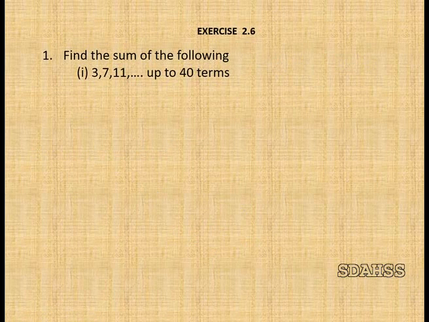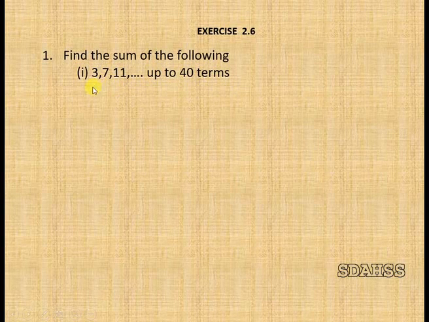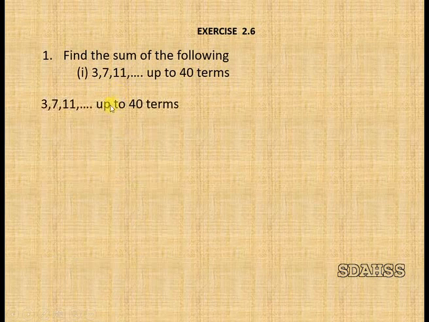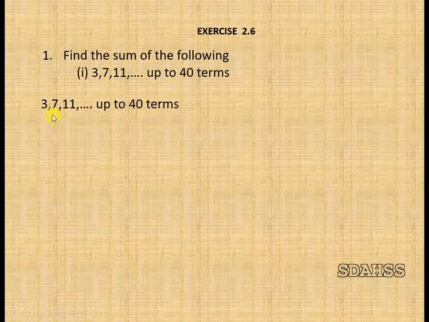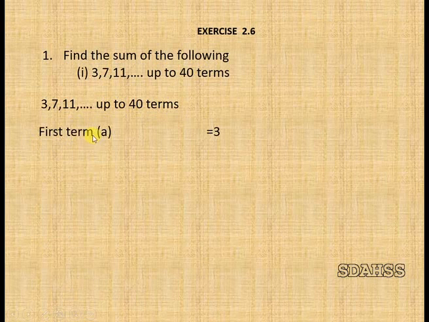Exercise 2.6. First sum. Find the sum of the following. Subdivision 1. 3, 7, 11, etc. up to 40 terms. Here 3 is the first term, 7 is the second term, 11 is the third term, etc. up to 40 terms. The first term, we call it a, is equal to 3.